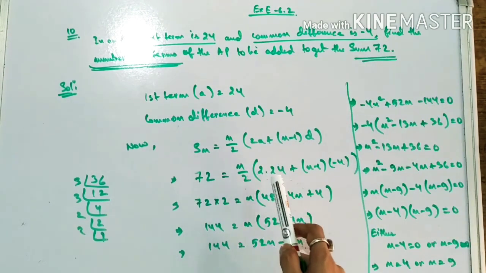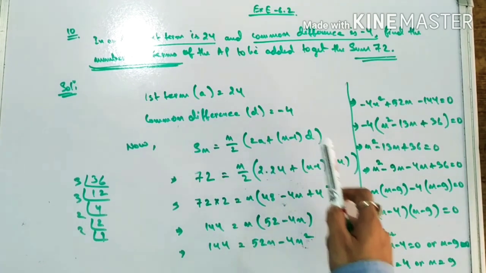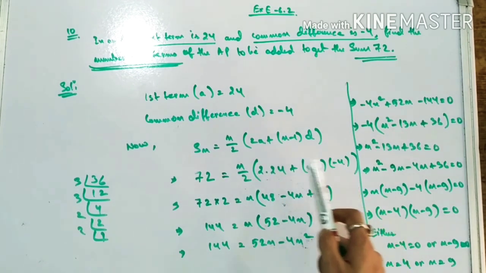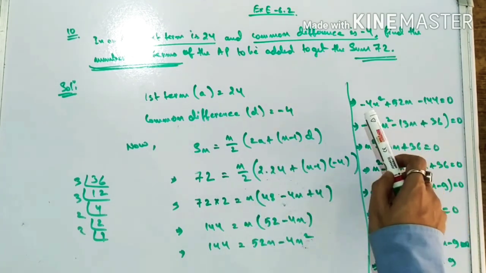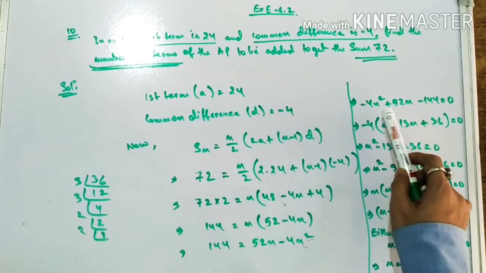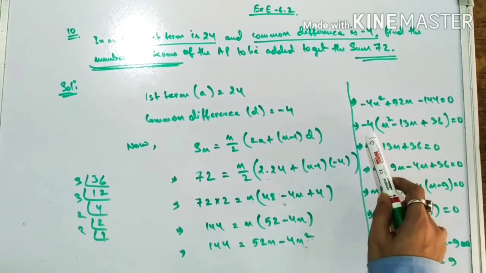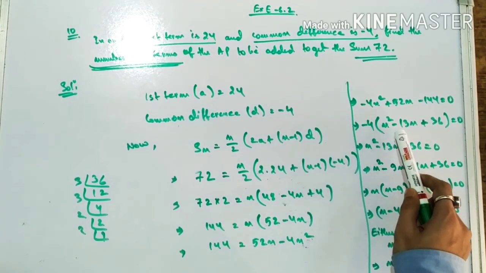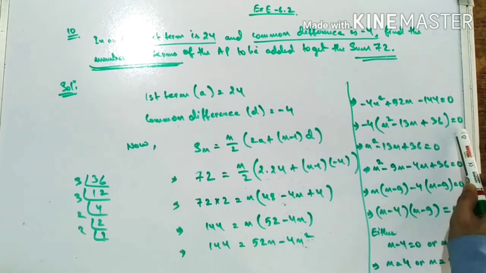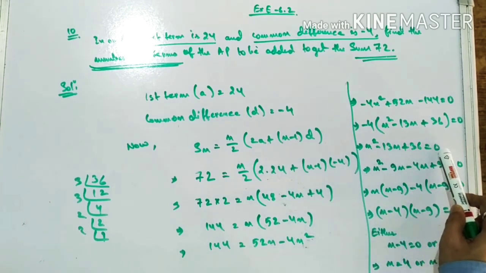So n by 2, 2 into a, first term it is 24, plus n minus 1, d it is minus 4. So ultimately if you solve it, you will get it in the form of a quadratic equation. Understand? Minus 4n square plus 52n minus 144 is equals to 0. Minus 4 if I take common, then I will get n square minus 13n plus 36 is equals to 0.